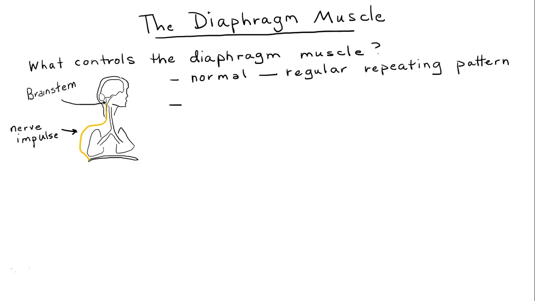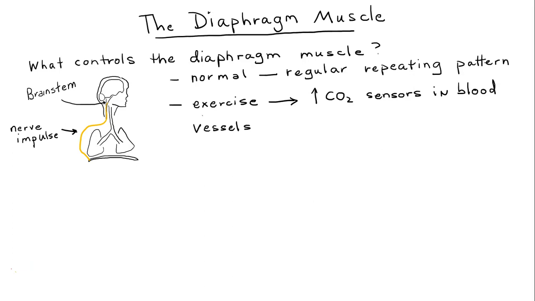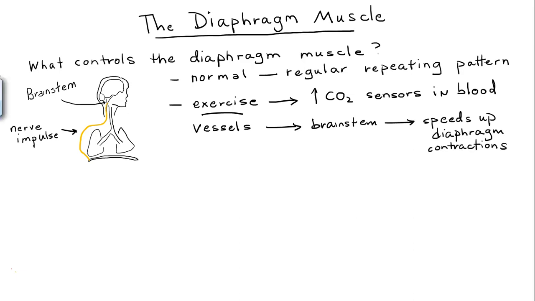But of course, when you exercise, your diaphragm is going to move faster because you need to get rid of your carbon dioxide. And that's because there are carbon dioxide sensors in blood vessels. And so when your carbon dioxide levels go up because your Krebs cycle is working harder, then the sensors in the blood vessel send a message to the brainstem, and the brainstem sends messages that speed up the rate of diaphragm contraction. And of course, when you relax, this situation is reversed by the lowered carbon dioxide levels in your blood.